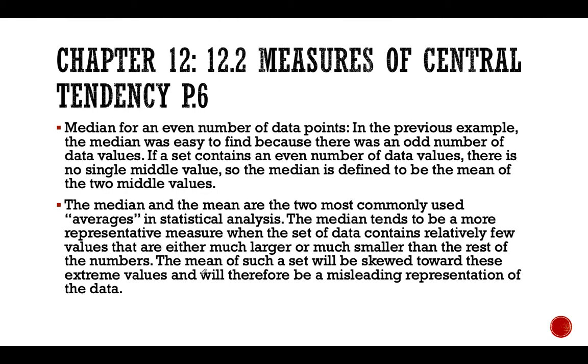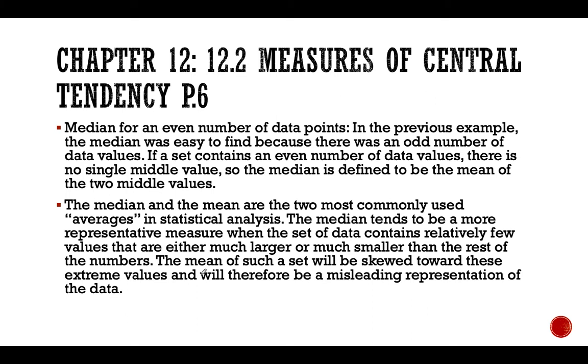The median for an even number of data points is a little different. Since there's no middle point, the way to find the median of a set of data that has an even number of data points is the average of the 2 middle data points.